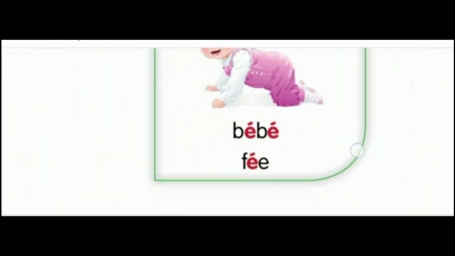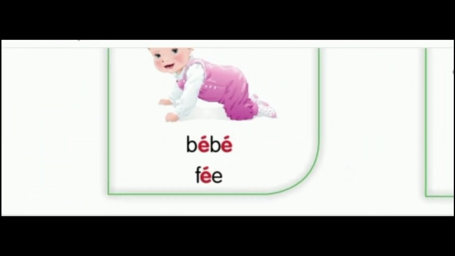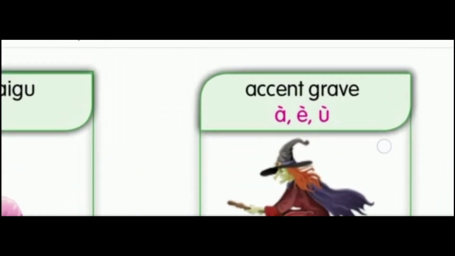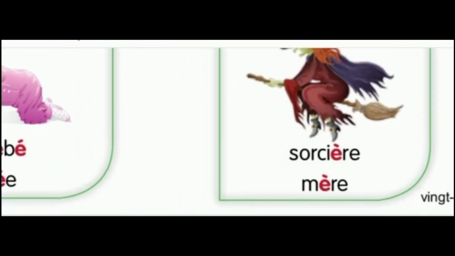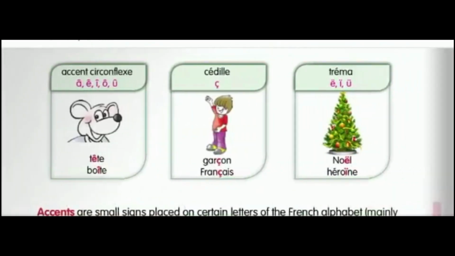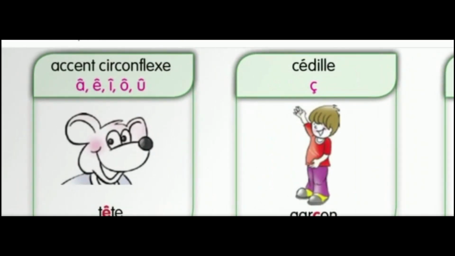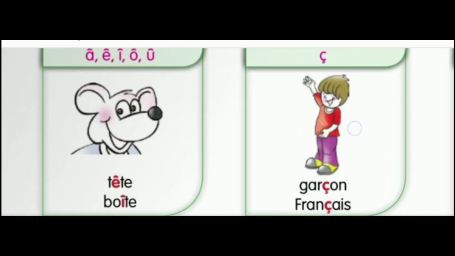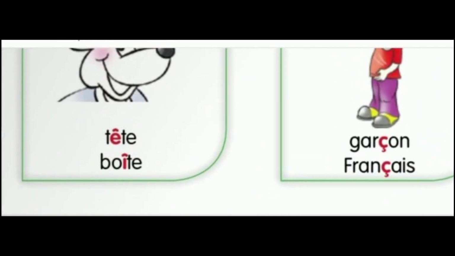Now let us learn them with some examples. The first one here is bébé, which is baby. Then we have fée. Fée is fairy. Then the examples of accent grave are sorcière, which is witch, and mère, which is mother. Then going on to the next page, here we have the first one as accent circonflexe. It is nothing but like an umbrella above the letter. The examples are tête and boîte. Tête is head and boîte is box.